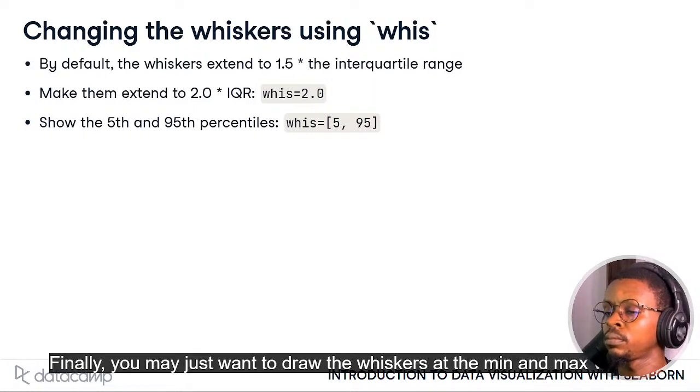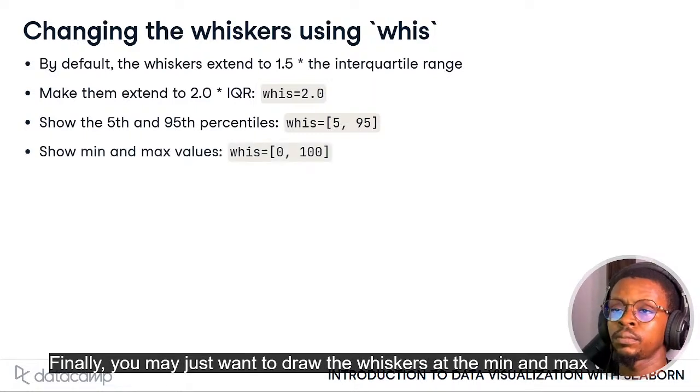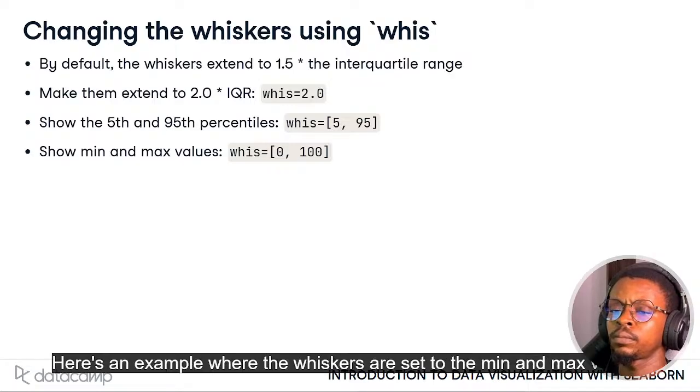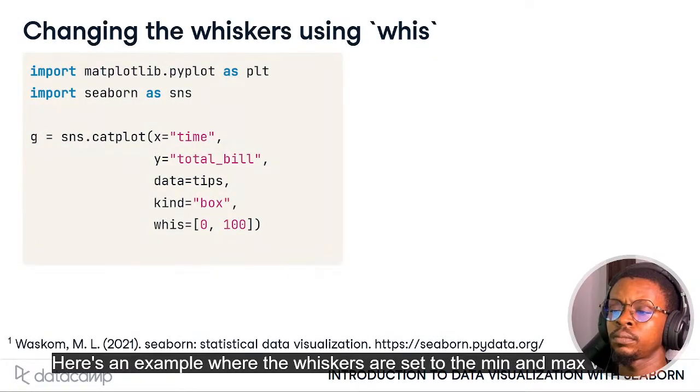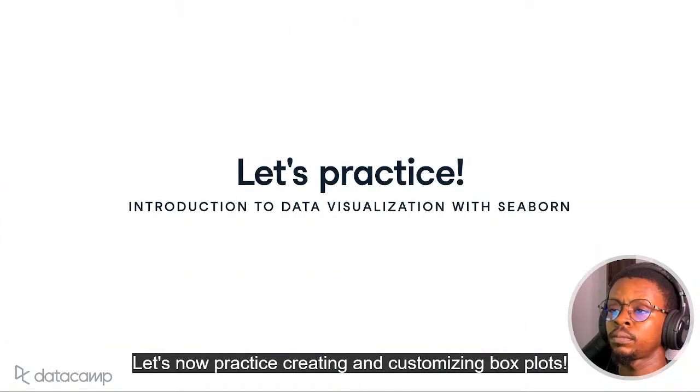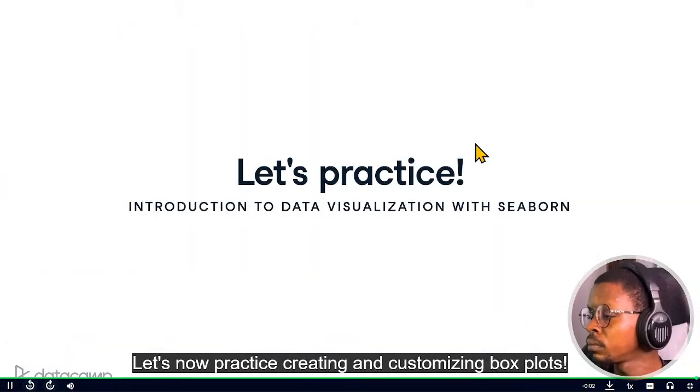Finally, you may just want to draw the whiskers at the min and max values. You can do this by specifying the lower percentile as 0 and the upper percentile as 100. Here's an example where the whiskers are set to the min and max values. Note that there are no outliers because the box and whiskers cover the entire range of the data. Let's now practice creating and customizing box plots.